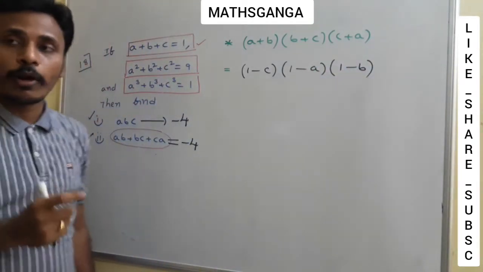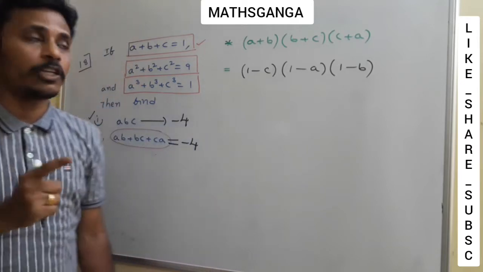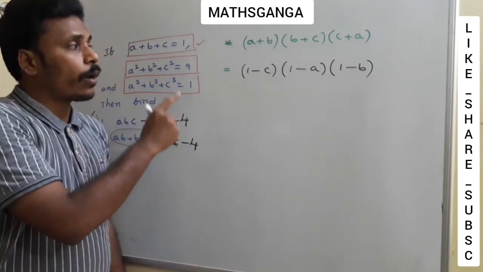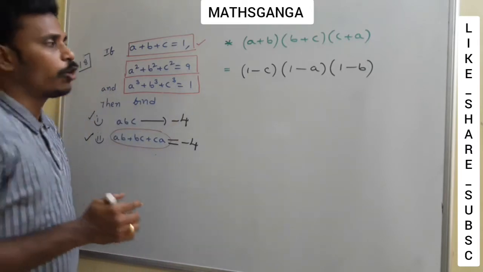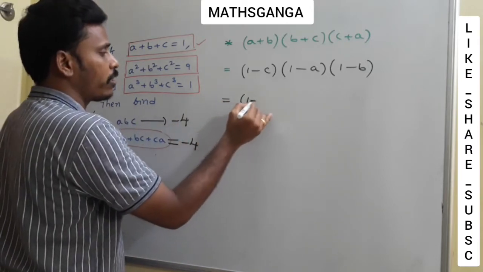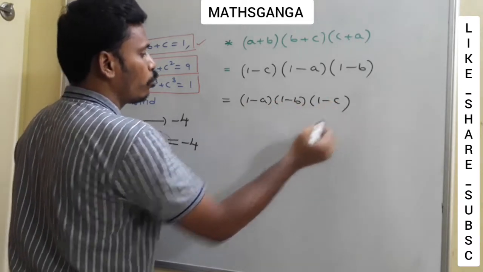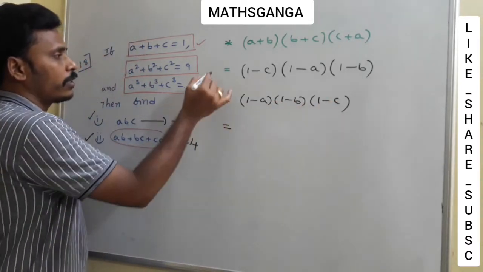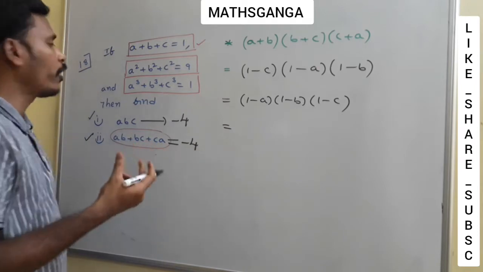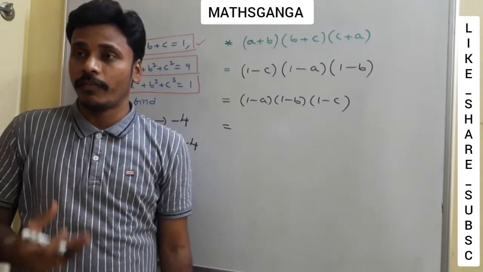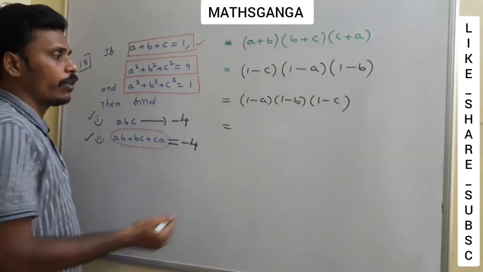So finding the product a plus b into b plus c into c plus a is nothing but finding the product of 1 minus c, 1 minus a, 1 minus b, and we need to multiply. We don't have any other choice now. Okay, 1 minus a, 1 minus b, 1 minus c, we need to multiply. Okay, right. See, in the next point, in the 19th, I am going to give you different types of special products. There again I will get it, but here as a case we need to multiply.